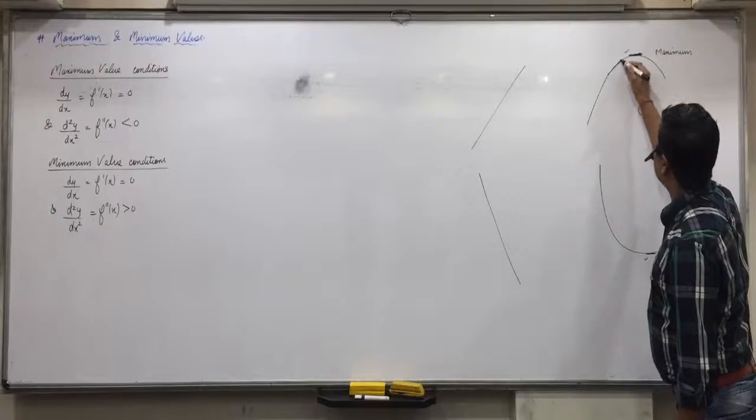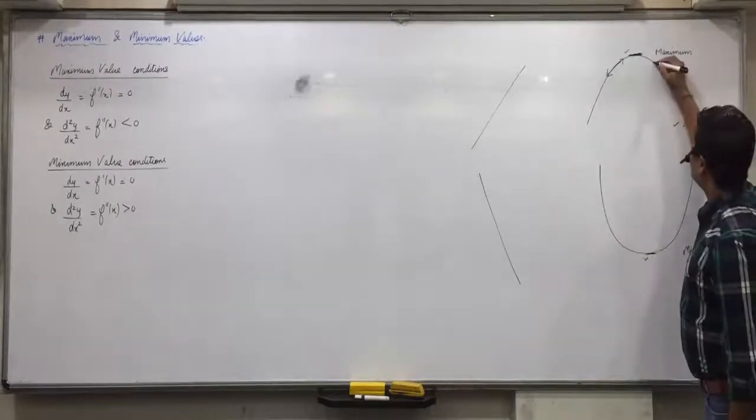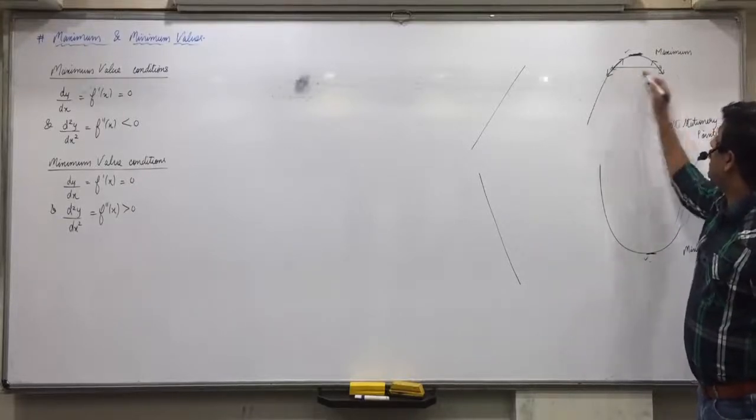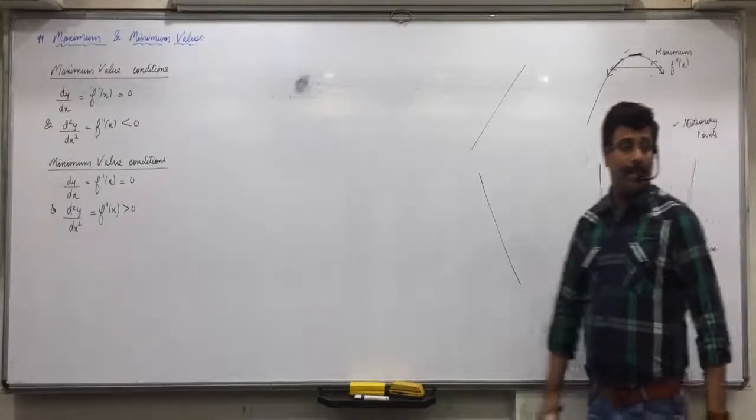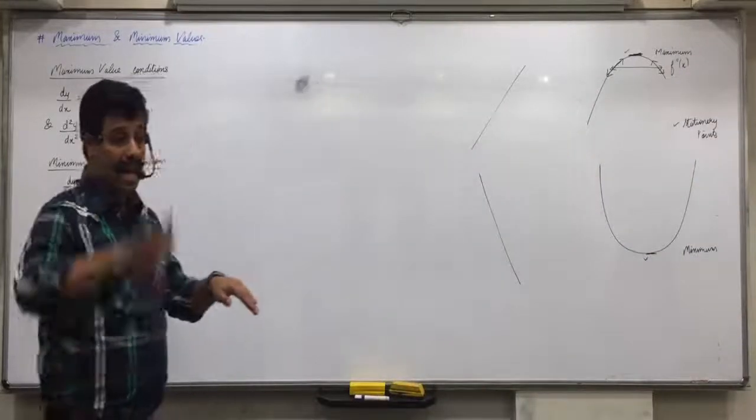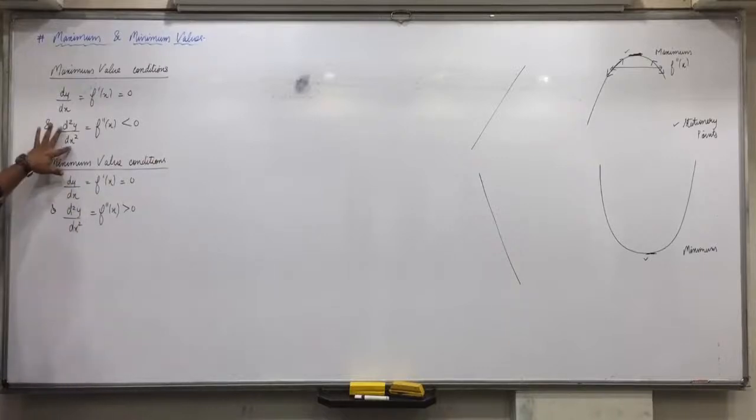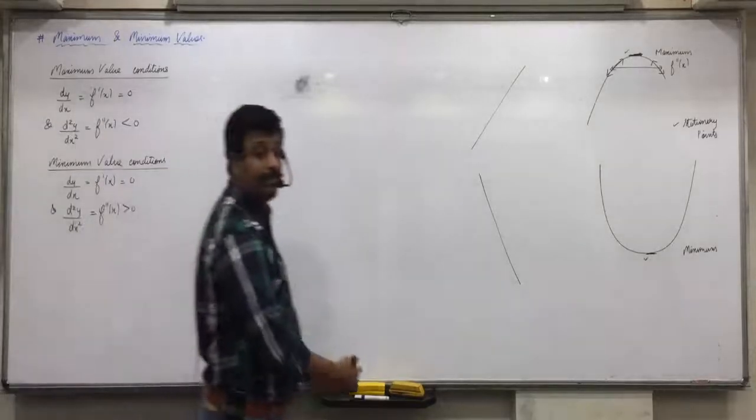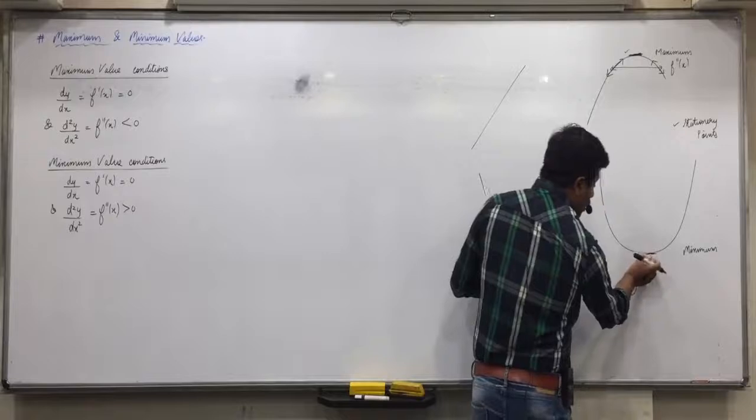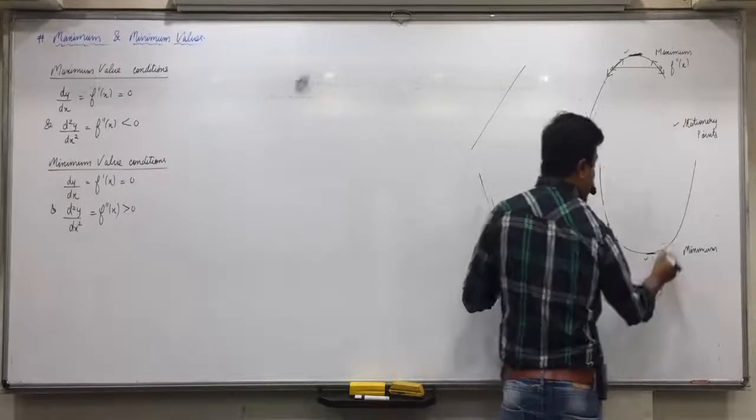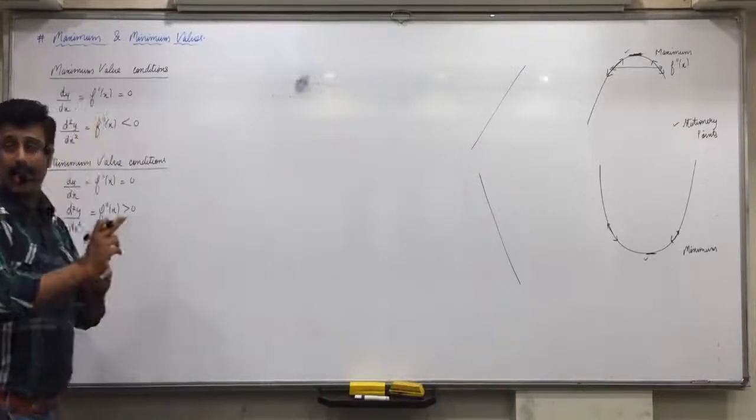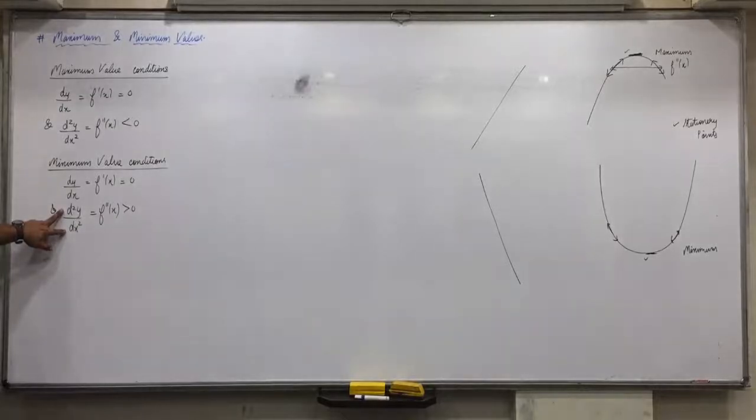Now, in maximum what happens? Before that point the value is less, and after that also the value is less. This denotes the second order derivative, so d square y by dx square must be less than 0, negative. And in minimum cost, the average cost function, before this point the value is more and after that also the value is more. That shows the double derivative, so d square y by dx square must be positive, greater than 0.